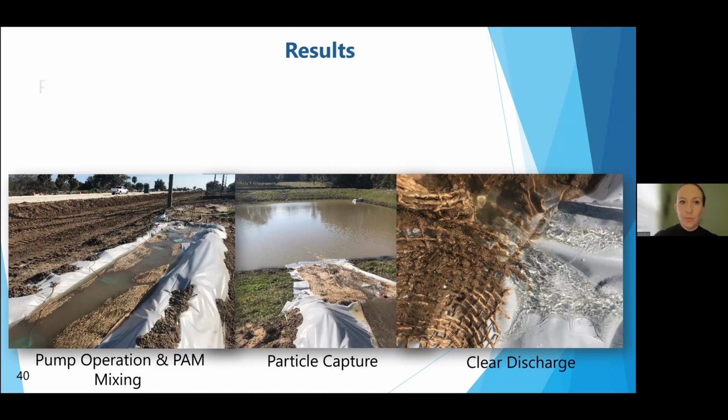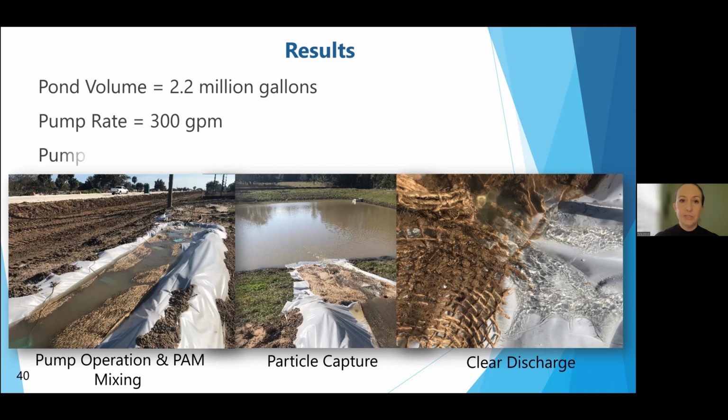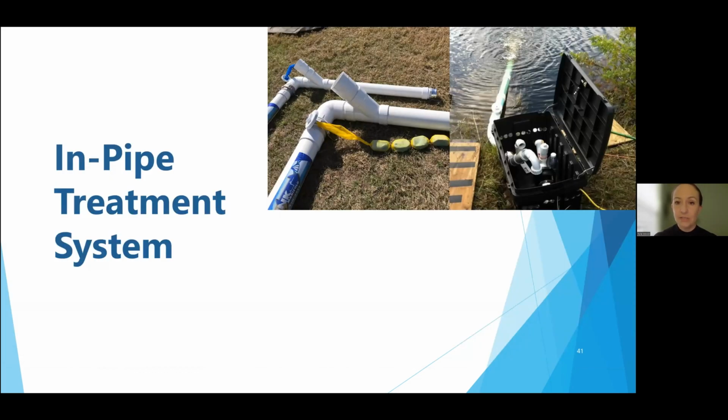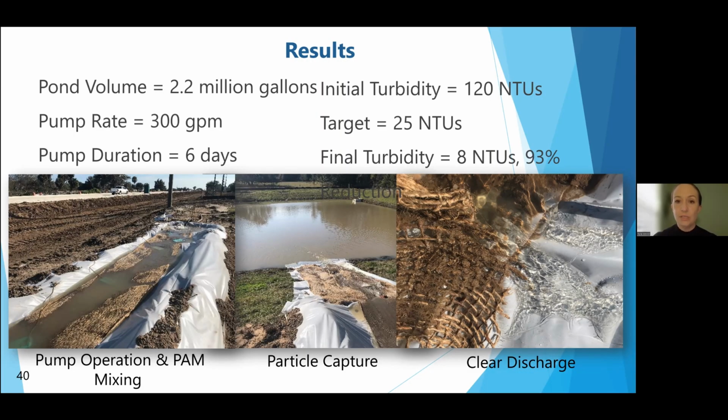With this treatment specifically, the pond was a little over 2 million gallons. How quickly we can treat a water body really depends on our pump rate. We can do applications from a couple hundred gallons per minute to a few thousand gallons per minute or more, as long as we have enough material, enough mixing and reaction time, and we're collecting those particulates. This treatment, at about 300 gallons per minute, we pumped for 6 days, and that's about how long it took to fully treat the pond at that flow rate. We ended up with a final turbidity of less than 10 NTUs. It was actually 8 at the end of this. So a really, really effective application using those PAM materials.